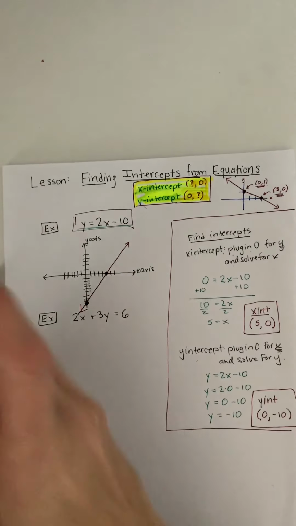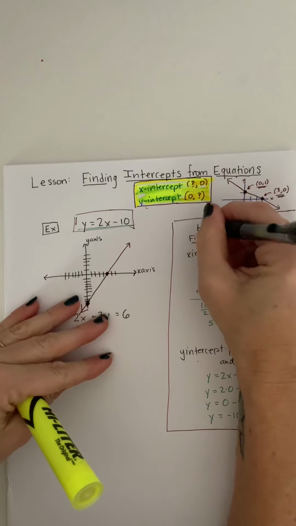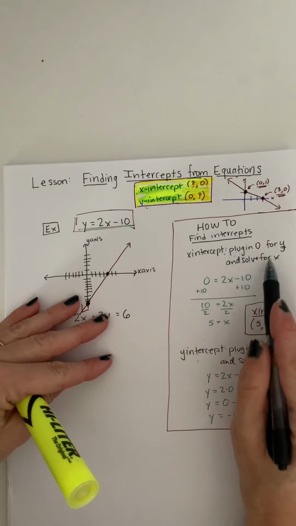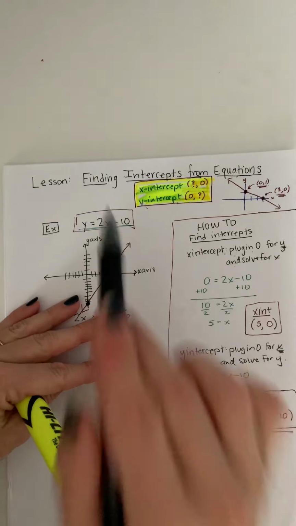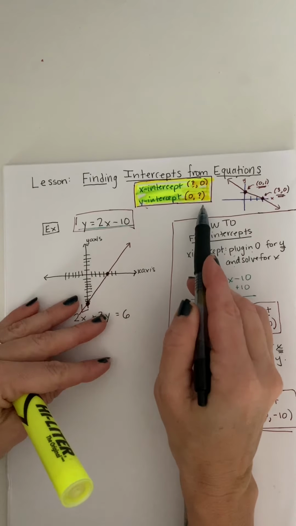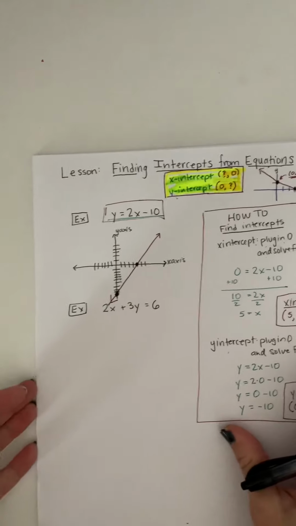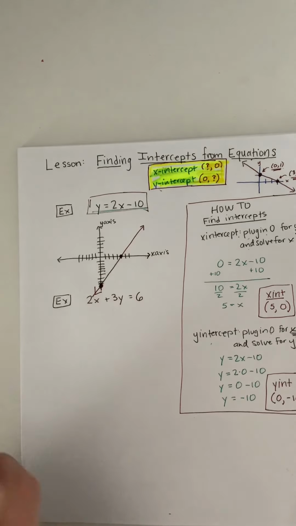Here's how to find intercepts, written in black. And here's the general form of what the intercepts look like. Okay, let's do a different one. So same process, different example.